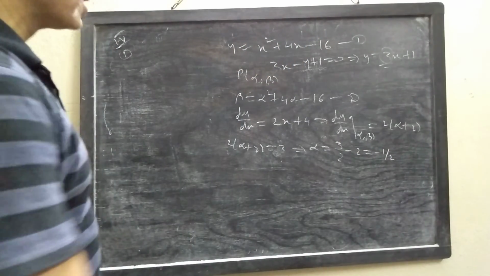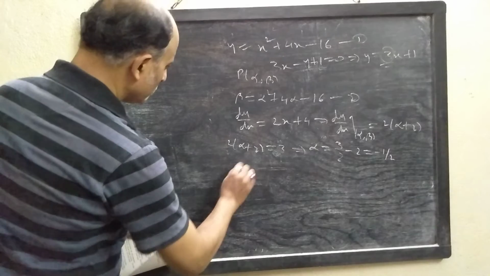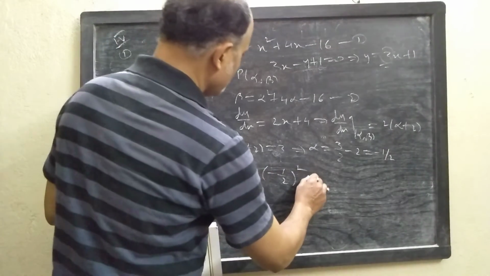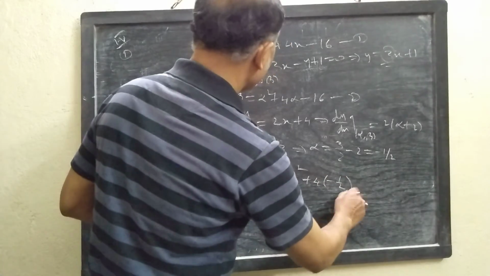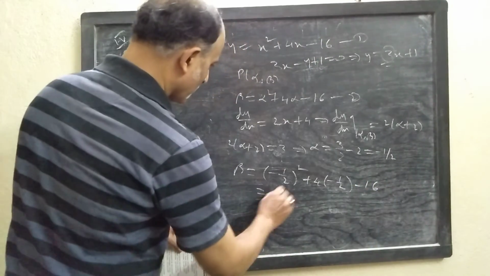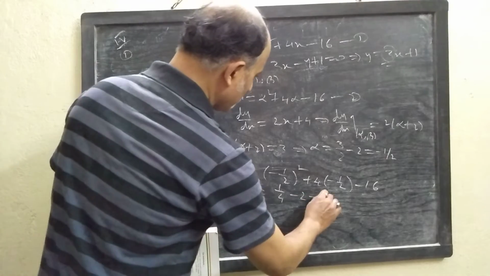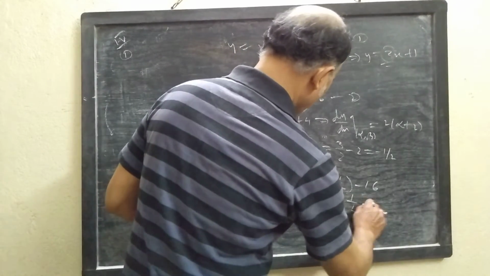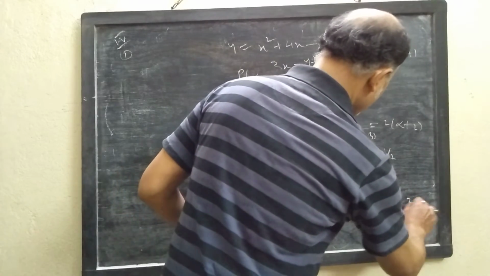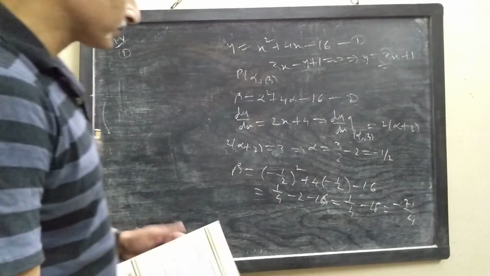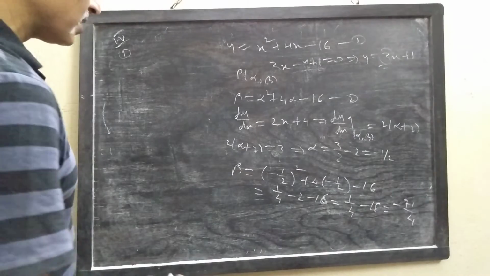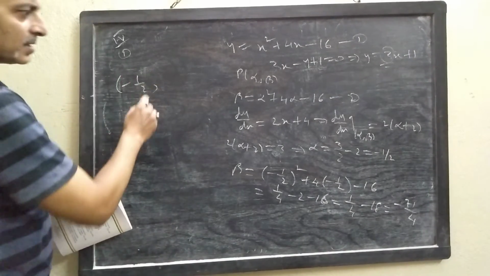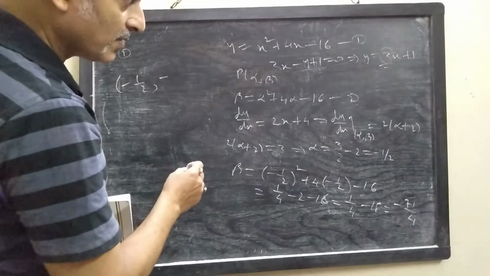So after getting alpha, we can find beta from this relation. We get beta equals alpha square, that is minus half whole square, plus 4 into minus half minus 16. This is 1 by 4 minus 2 minus 16, equals 1 by 4 minus 18, that is minus 71 by 4. So the point of contact becomes minus half comma minus 71 by 4.